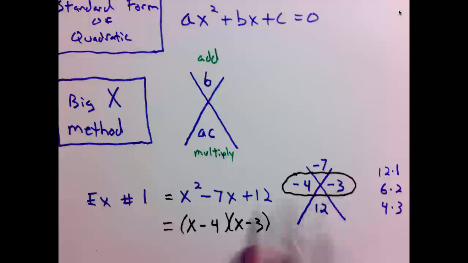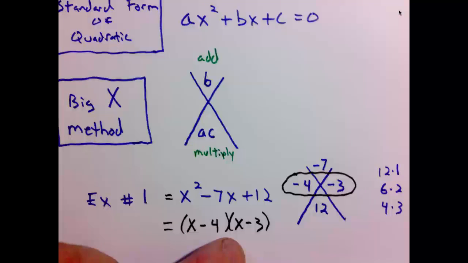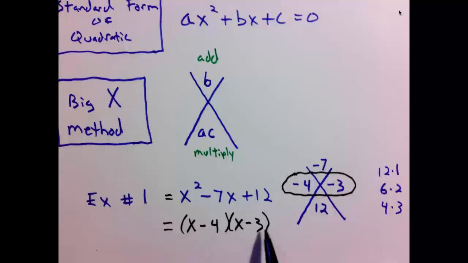Minus 4 and minus 3. And it doesn't matter which one went where, because as we know, multiplication is commutative. I could switch these two terms and it would give the same. I'm going to verify that this trinomial is equal to the product of these two binomials.